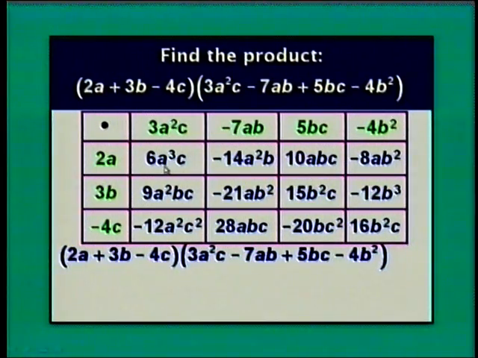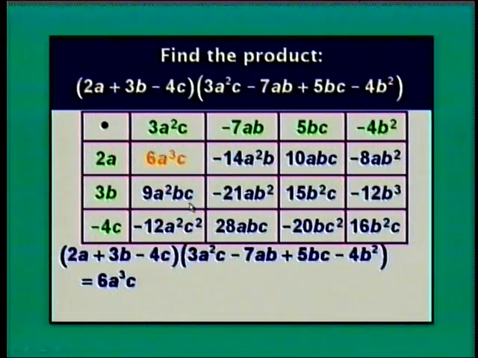Starting with this first cell, 6a cubed c, I've got this 4th degree term, and I'm going to work down through the terms by degree. So I'm going to find all my 4th degree terms first. Does this have any like terms? Well, let's look through the table. There aren't any other terms that have a cubed c as the variables, so we'll just write this down.